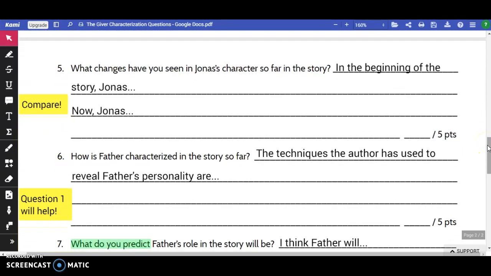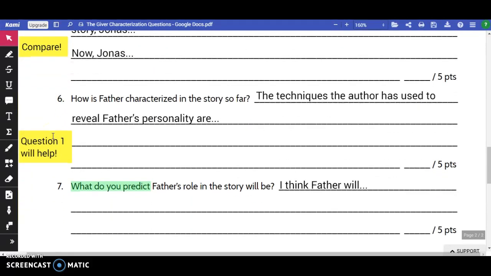Question 5. What changes have you seen in Jonas's character so far in the story? For this question, you're going to need to compare what Jonas was like at the beginning and how Jonas has changed up to this point. So for this question, more than likely, you're going to need to write 2 sentences. The first one will tell what Jonas was like in the beginning of the story, and your second sentence would tell what Jonas is like now.